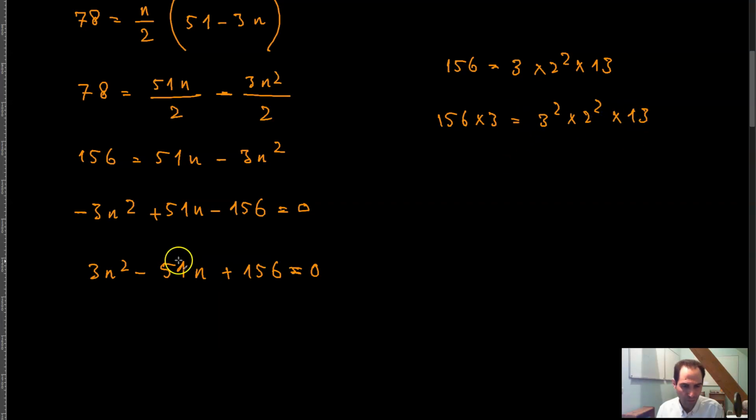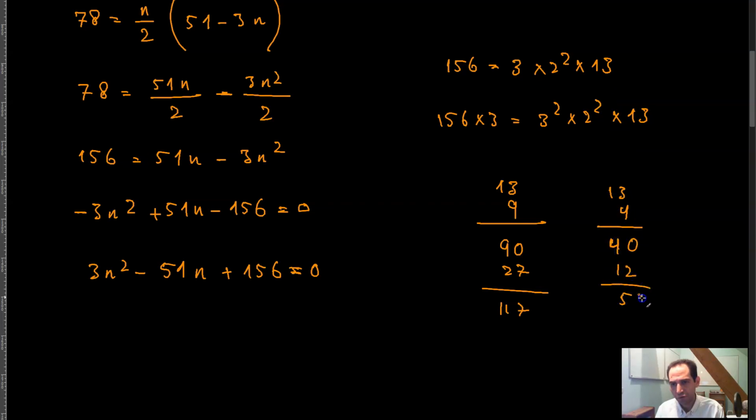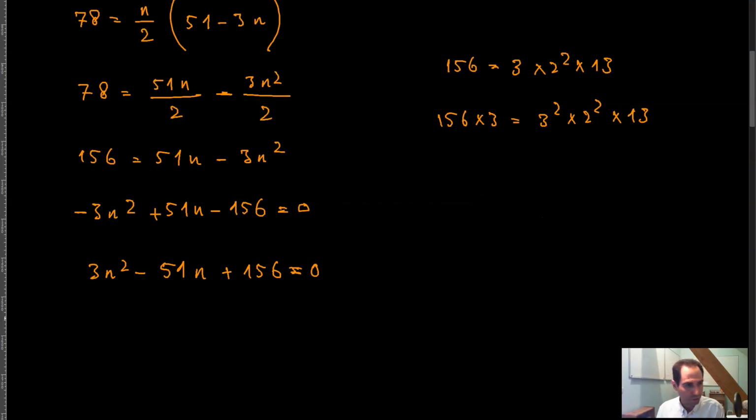And we have to put these numbers together in such a way that the difference becomes 51. So 13 times, for example, 9, that's too large a number, 90 and 27, that would be 117. That doesn't work. 13 times 4 is equal to 40 and 12, that's 52, and that is a 9. So here the difference is about 40.